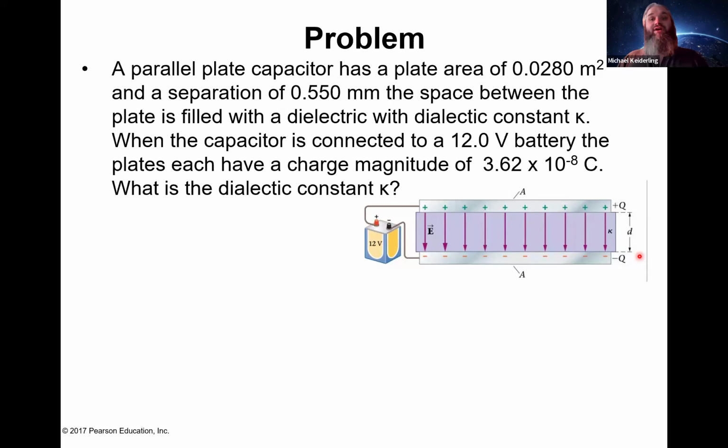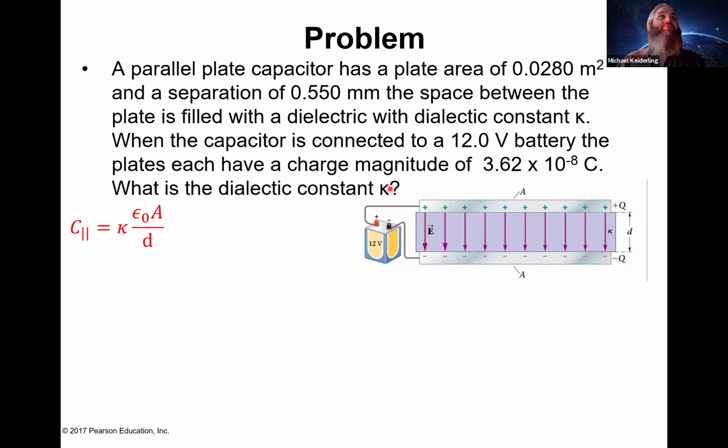So here's an example of a parallel plate capacitor with a dielectric. It has a plate area of 0.028 meters squared, a separation of 0.55 millimeters, same as the last parallel plate capacitor, but now we've added a dielectric with a dielectric constant kappa. When the capacitor is connected to a 12-volt battery, the plates have a charge magnitude of 3.26 times 10 to the minus 8 coulombs. So what is kappa?